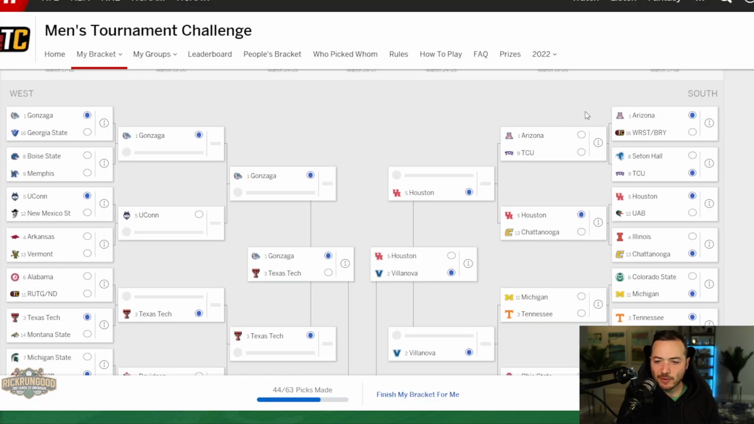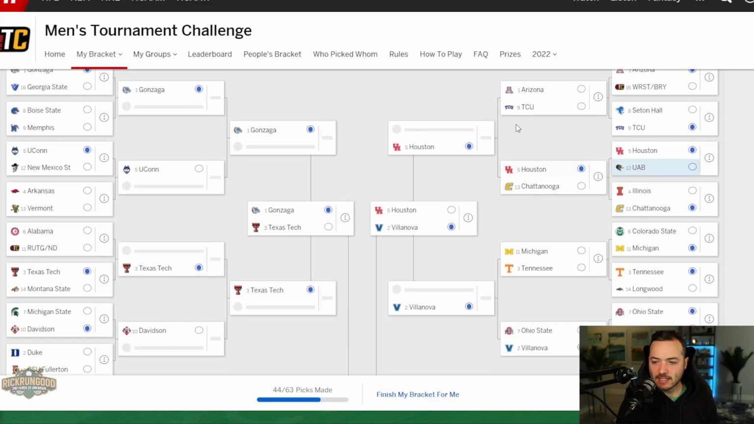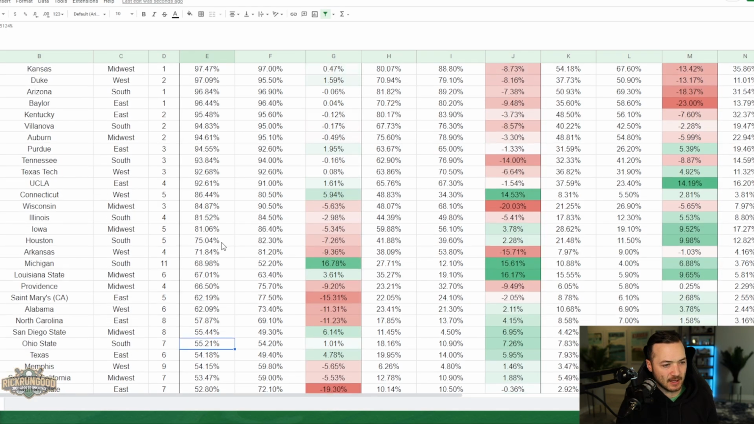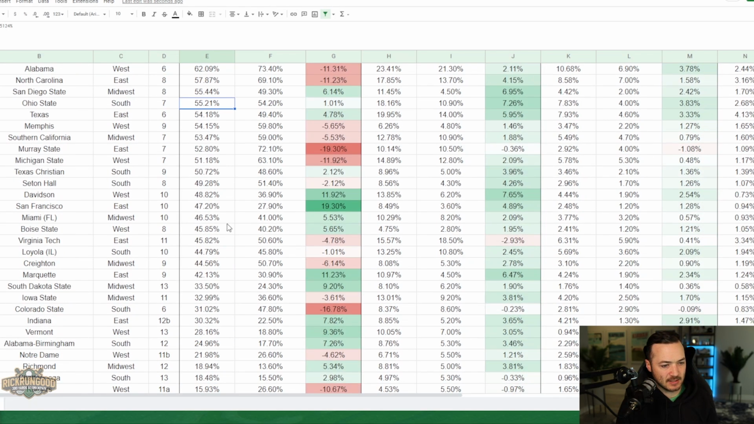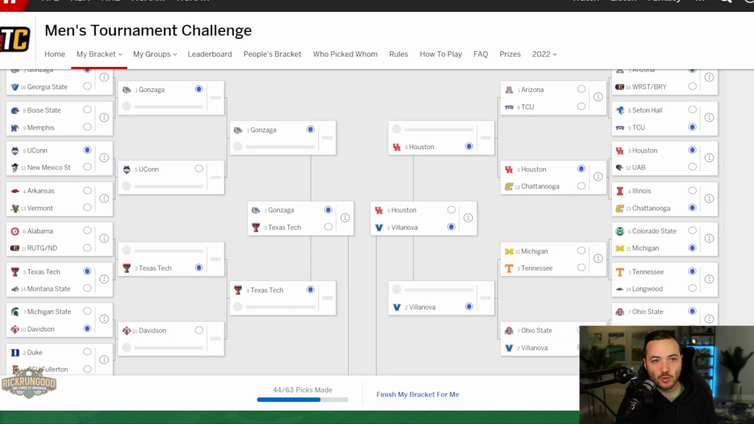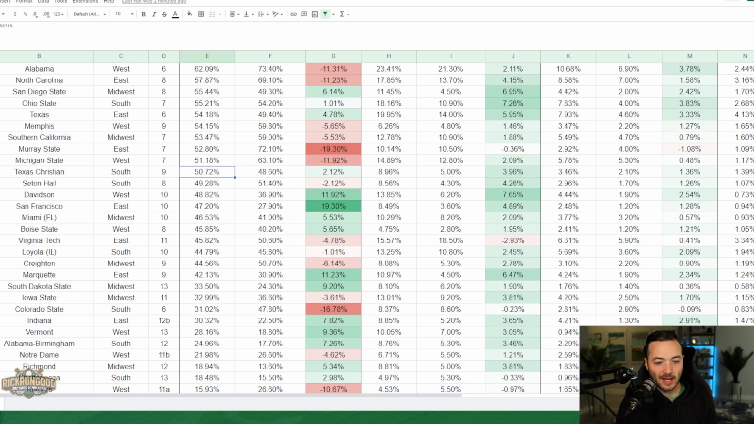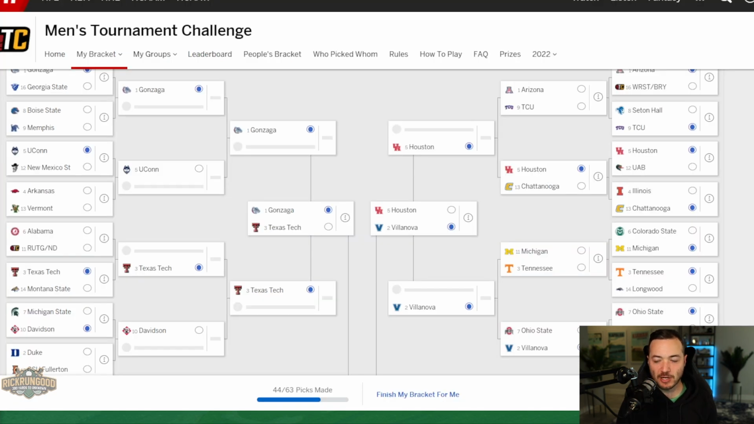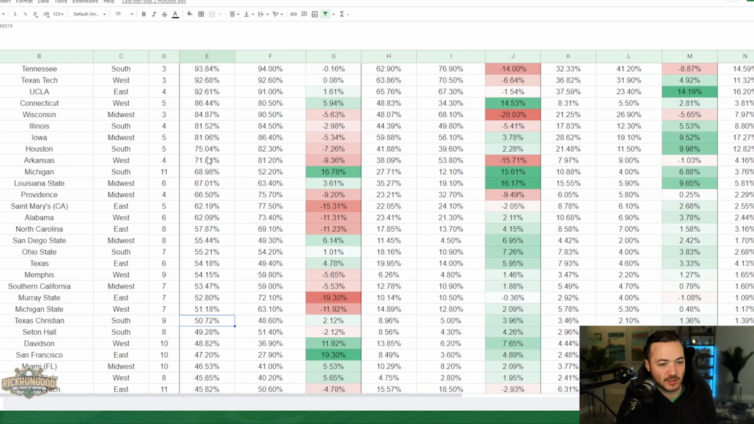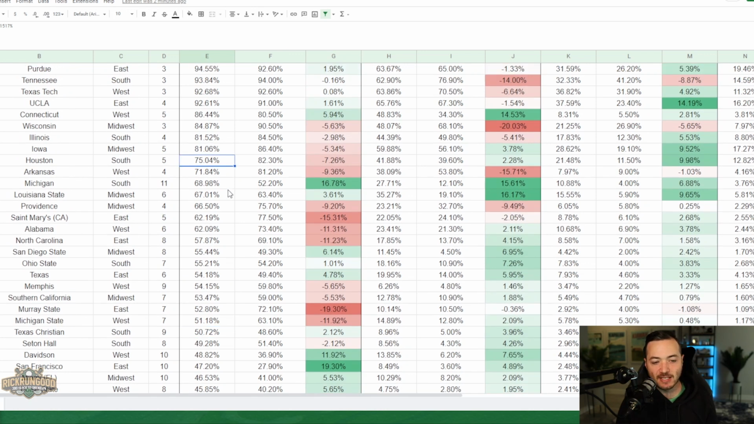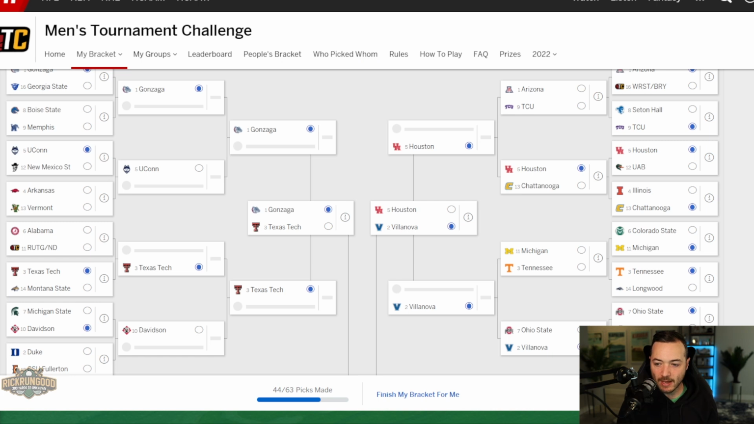Okay, so in the South, we've got Arizona and TCU going through. TCU was a decent little... So here they are. You get 2% of leverage, although it's a coin flip. If you go with TCU or Seton Hall, either one is fine. They're both very close. I'm going to take the plus 2%. We've got Houston over UAB. Houston is going to win the game 75% of the time.